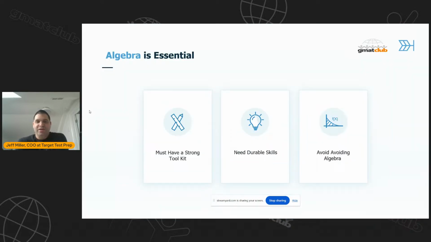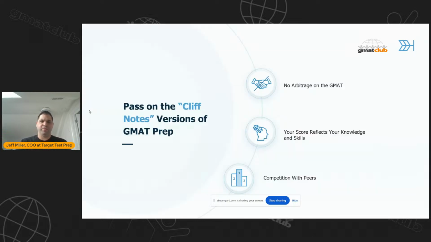Algebra, it's key. It's going to have a huge impact on quant across the board. Learn it early, learn it well, and be able to do it like the back of your hand. If you can do that, you'll be set for a lot of reasons. But it can't be something that you learn later on in your prep. It needs to happen early and often in your prep to a point where when you see it in the form of a word problem, the algebra component is very simple.